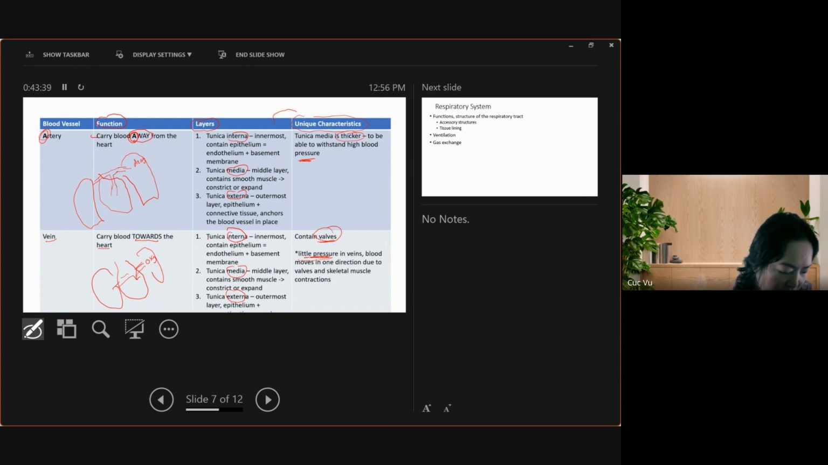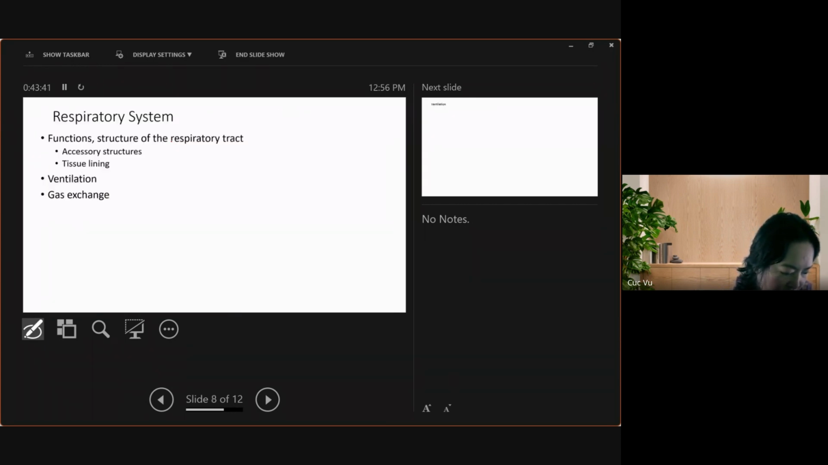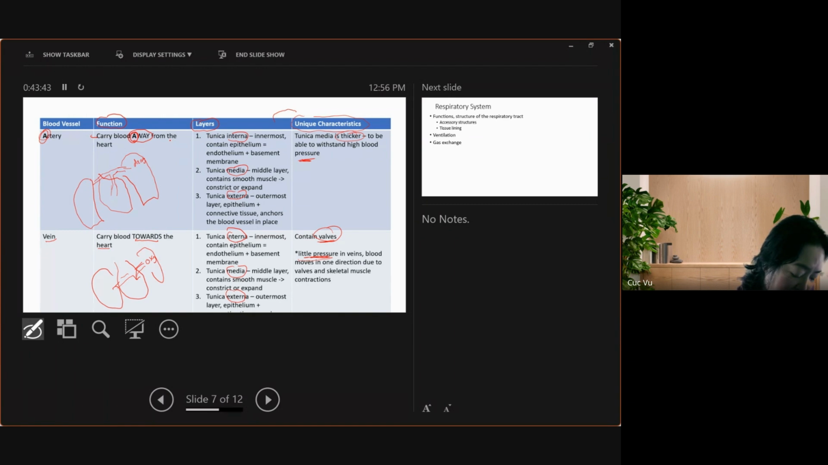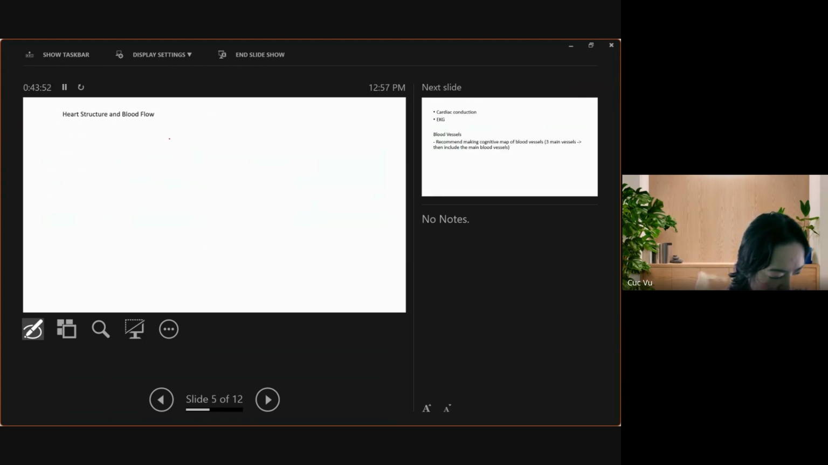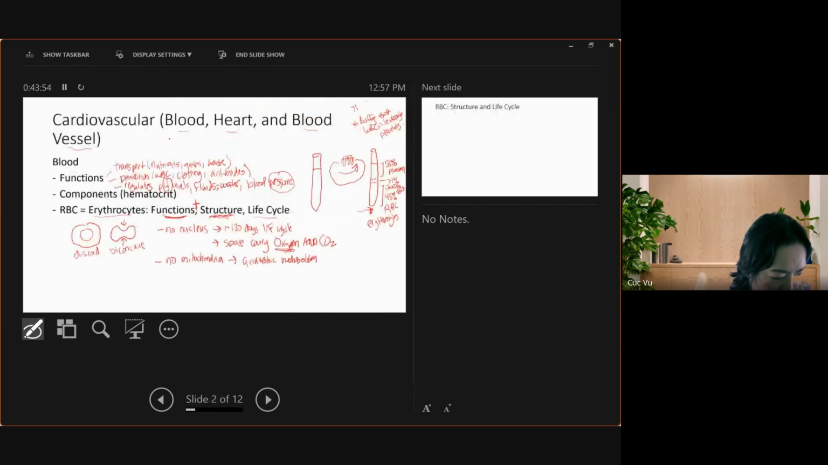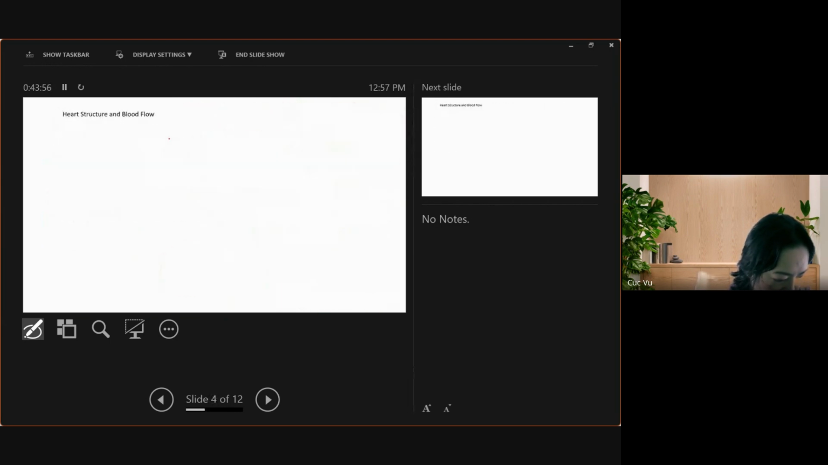And then you also want to be able to, okay, so in this view, you can't see the bottom, but the bottom has capillaries, okay? So that's it for these 3 chapters on blood, heart, unfortunately we had to skip, and then blood vessel.